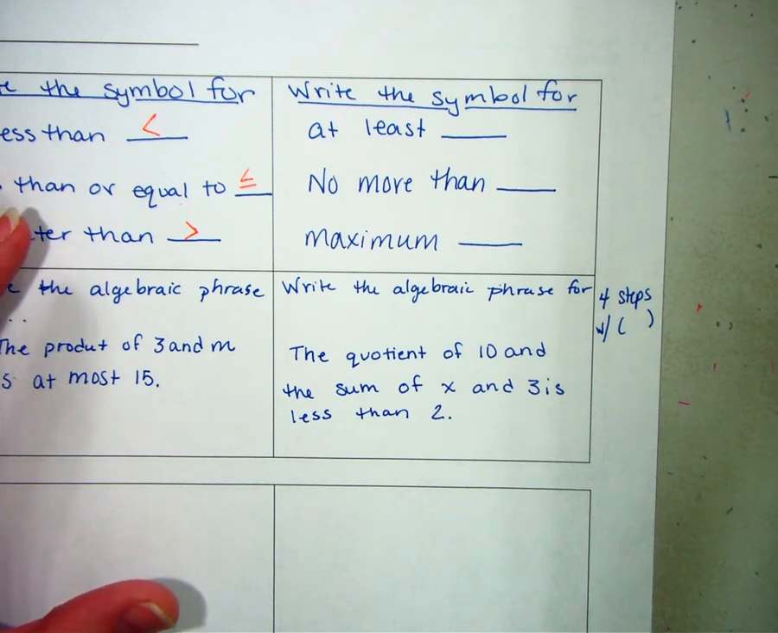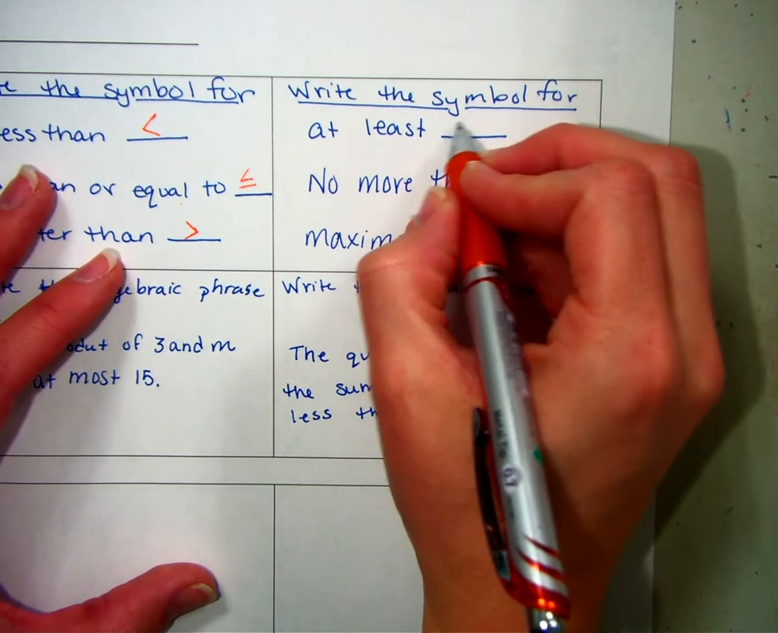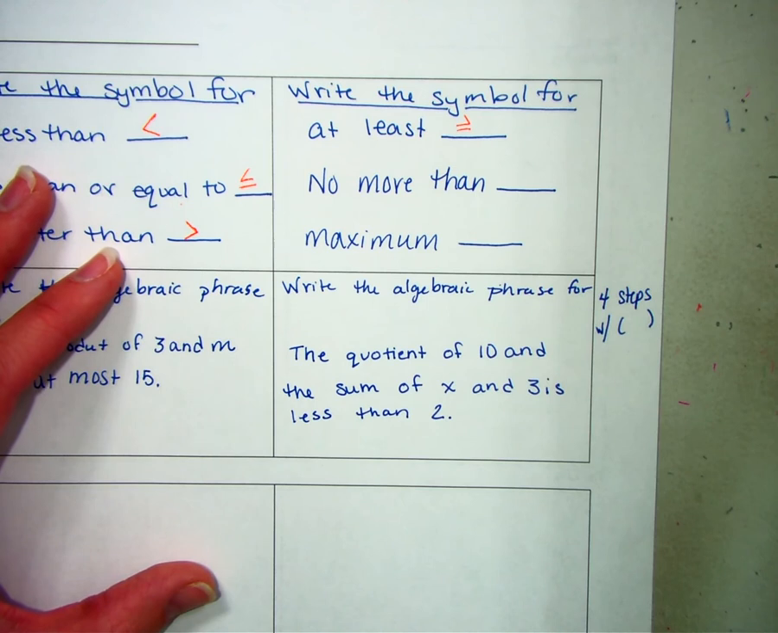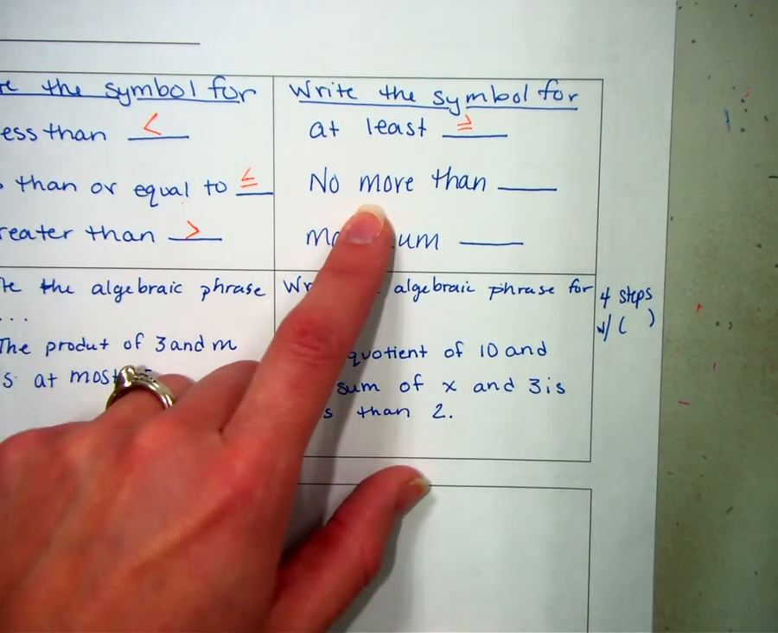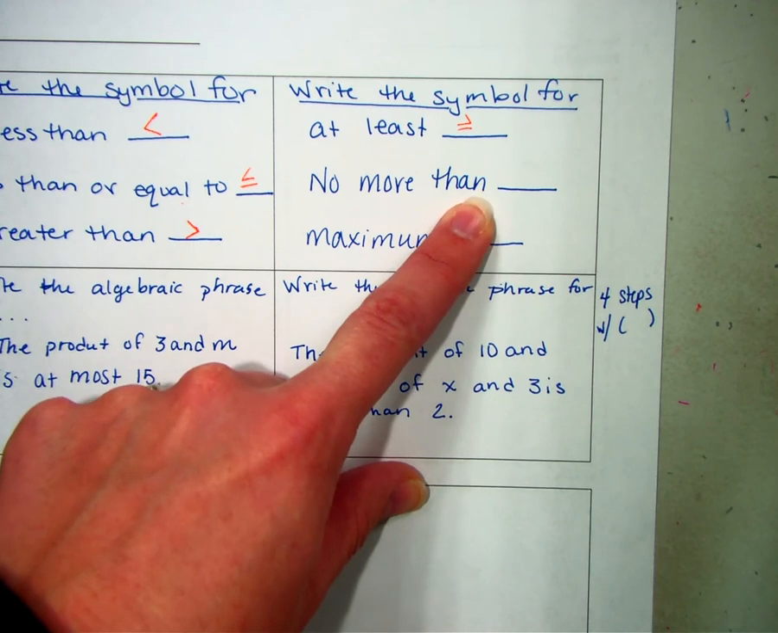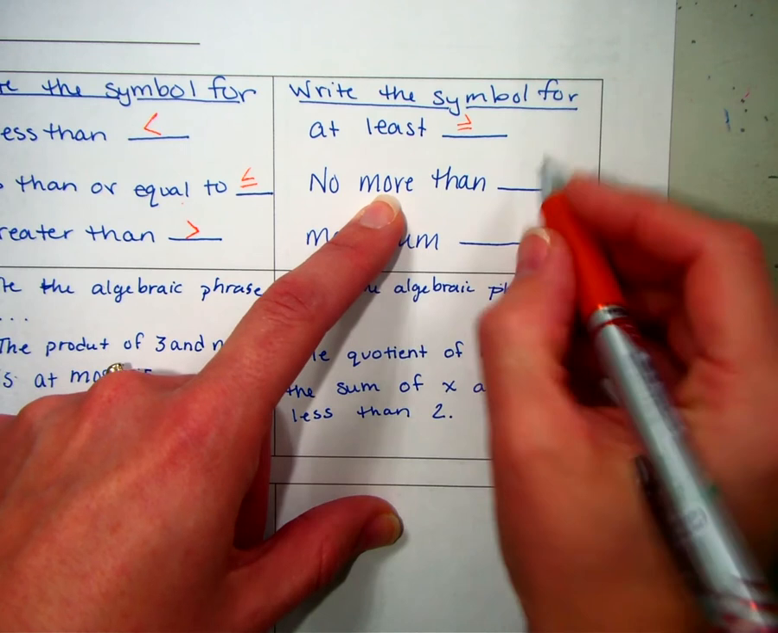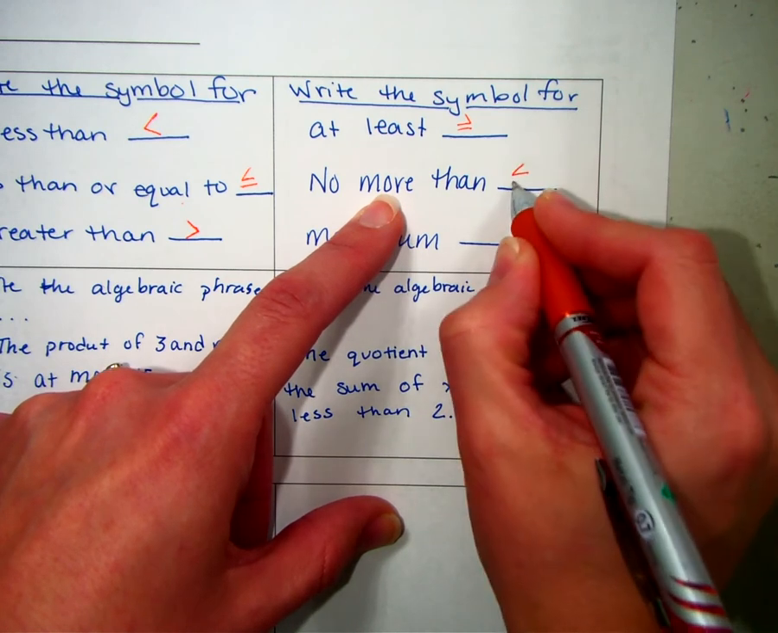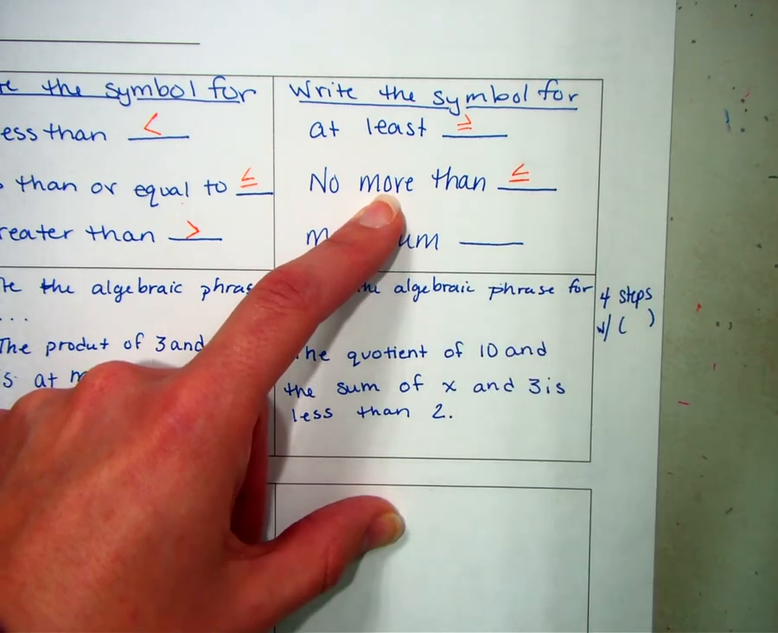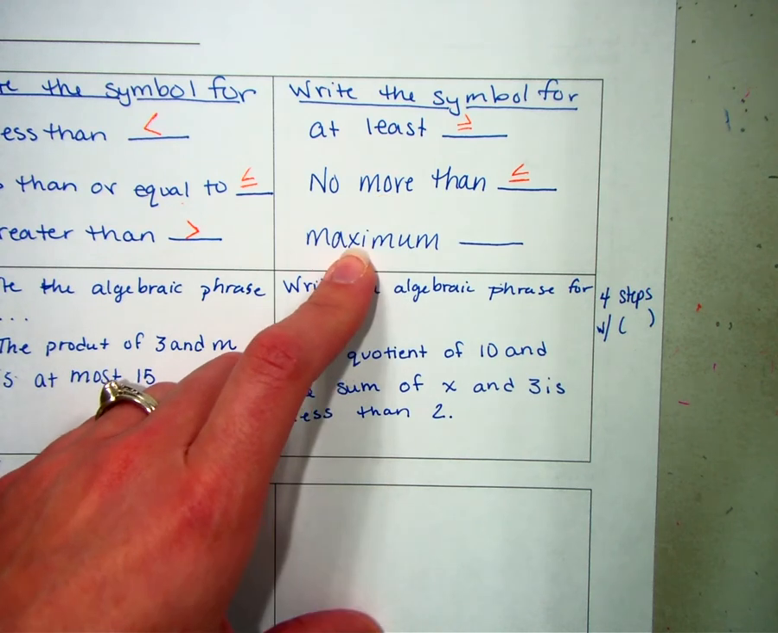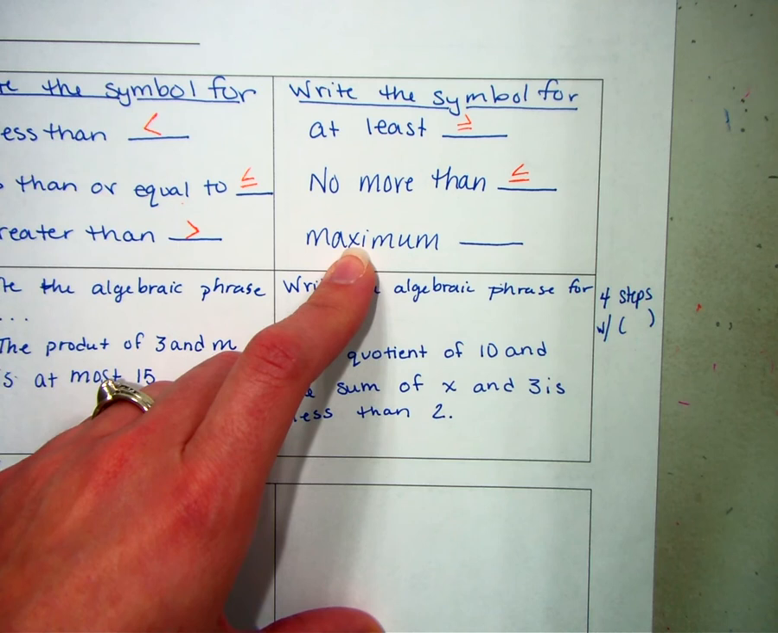Please, I want at least $20. That means you want more than $20. You don't want less than. No more than. No more means less. So we're going to do less, but no more than can also mean equal to.